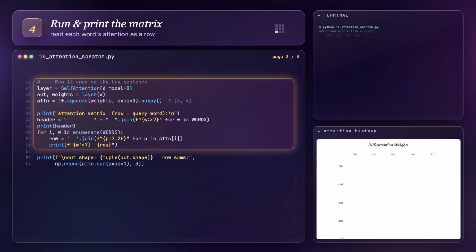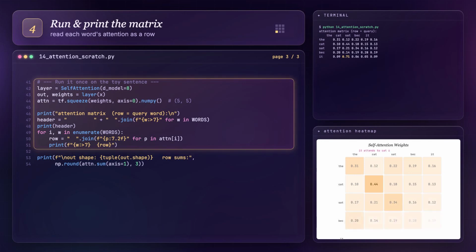Page 3. We instantiate the layer, call it on our fake embeddings, pull out the 5x5 weight matrix, squeeze off the batch dimension, and print it row by row with the words labeled. So each row reads as this word's attention, spread across the sentence. We round to 2 decimals so it's human readable in the terminal.